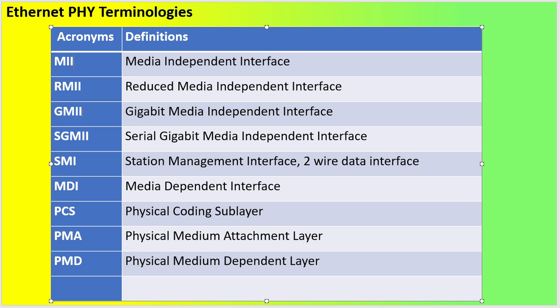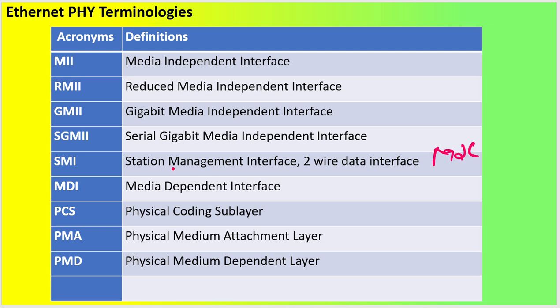If you go ahead with gigabit media independent interface, that is GMII. Then we have serial gigabit media independent interface, SGMII, which requires even fewer pins. Then we have SMI. Just now I told you about the MDC and MDIO lines. This is called the MDC and MDIO line, and it is the station management interface.